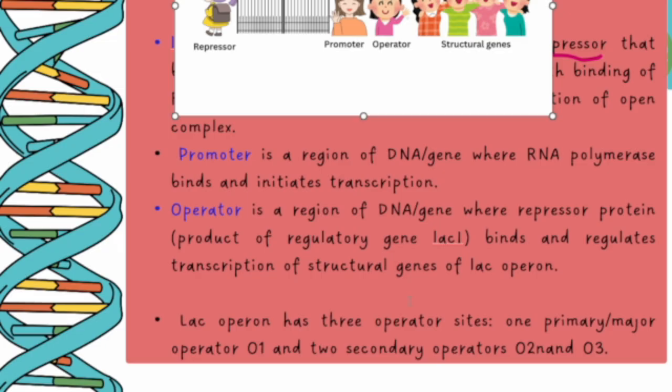Another point that we need to remember is the Lac Operon has three operator sites. One is the primary or the major one. And the next two, that is the operator sites 2 and 3, are the secondary ones. So these are a little bit of things that you need to remember for your NEET exams.